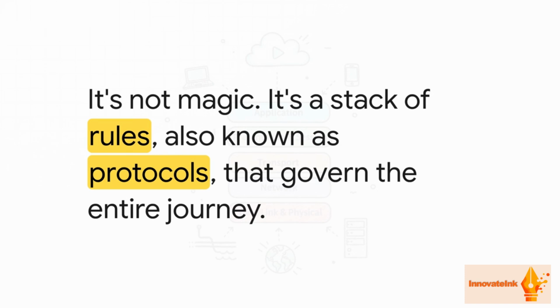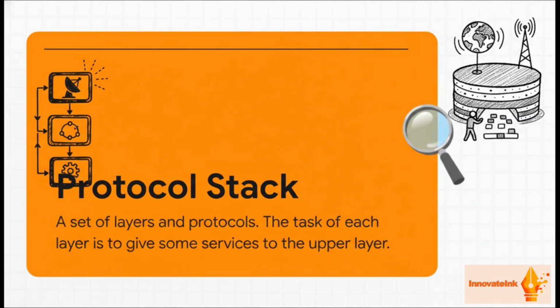Here's the thing. It's not magic, and it's definitely not chaos. This journey is actually governed by a really precise set of rules, or protocols, and they're all neatly organized in layers, which we call a protocol stack. The best way to think about it is like a super efficient factory assembly line. Each station, or layer, has one and only one specific job to do. It's a classic divide and conquer strategy, and it's what makes this incredibly complex task of global communication totally manageable.